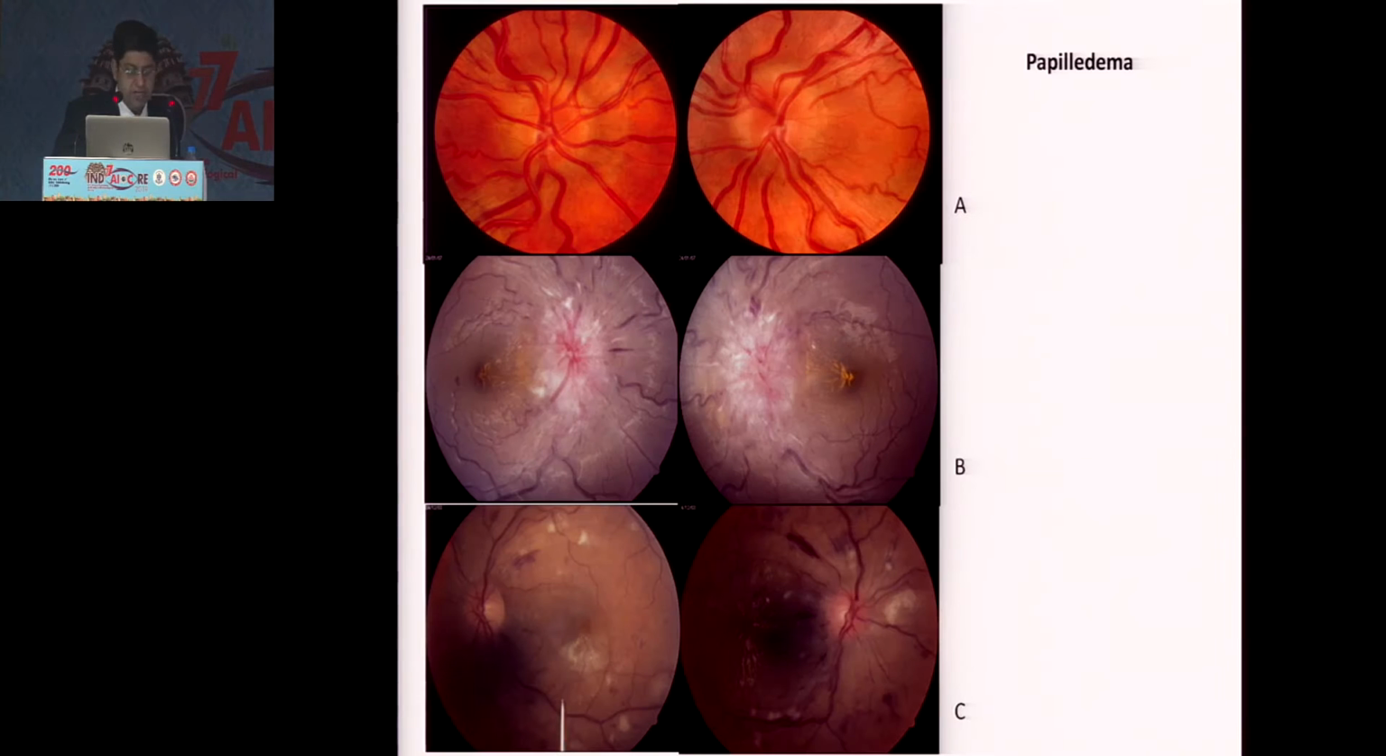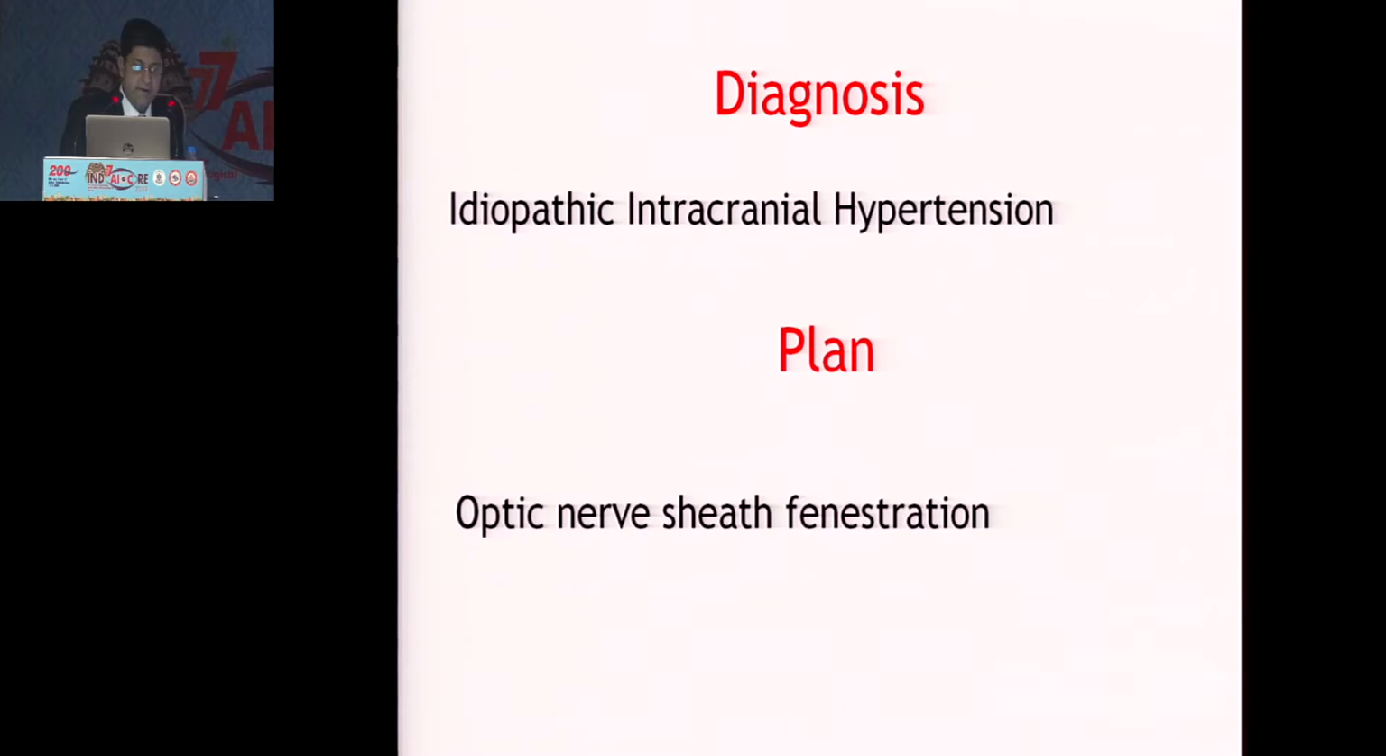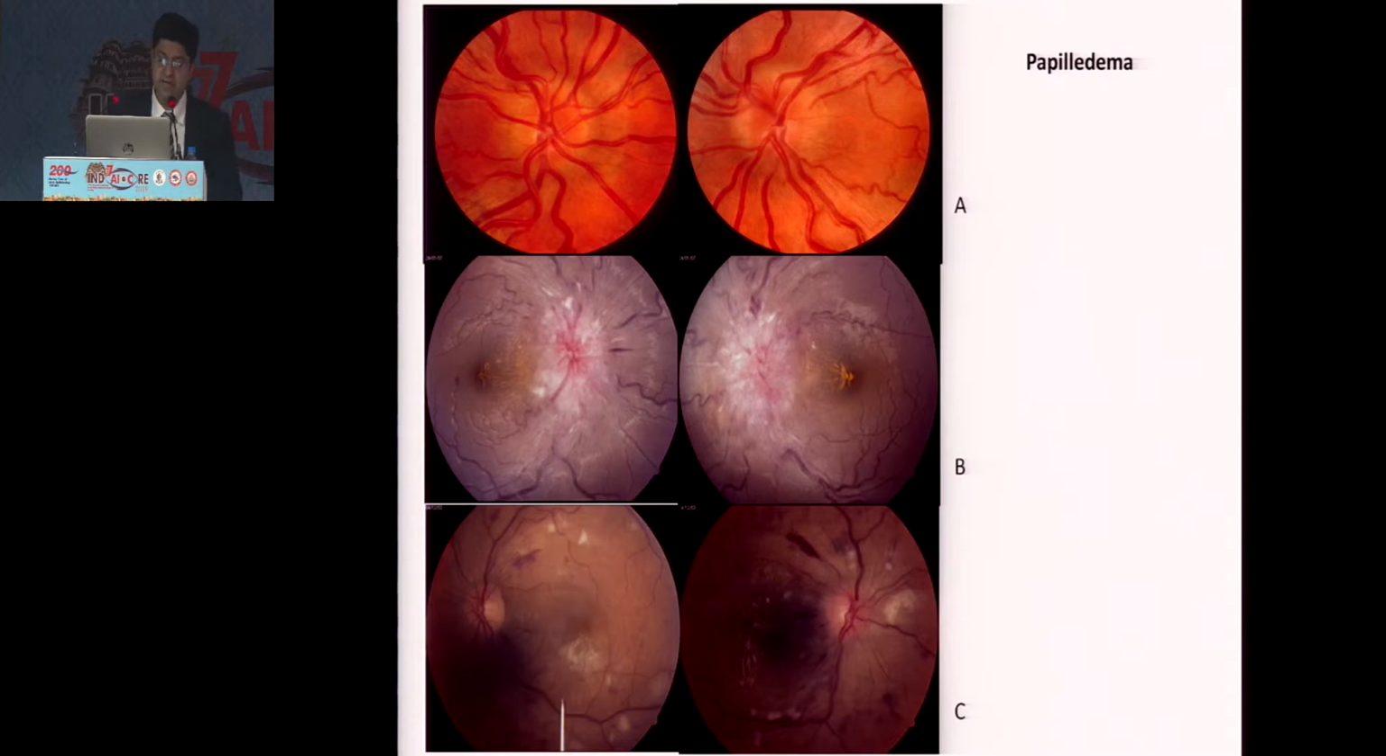So in this patient, we went ahead with optic nerve sheath fenestration, and she did improve significantly after that. So these are 3 images, which is the kind of patients that come to us with a preliminary diagnosis of papilledema.